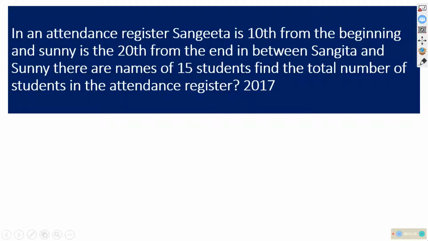Now, an attendance register is a common thing and you are familiar with it. It is given that Sangeeta is 10th from the beginning. The attendance register is written from top to bottom. So when we write 1, on the 10th position is Sangeeta.